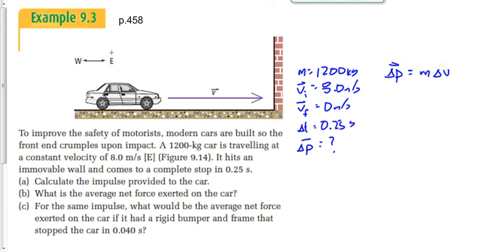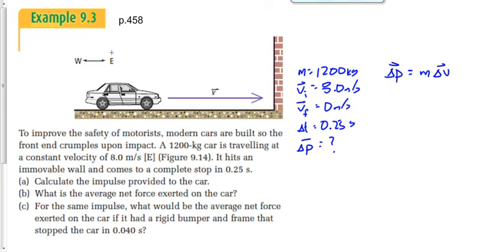Now, listen carefully here. I don't know how many times I've seen this over the years. People solving for impulse, what do they write down for the equation? Delta p is equal to m times v. What's wrong with that? What's m times v? Momentum. That's not impulse. Impulse is the change in momentum.